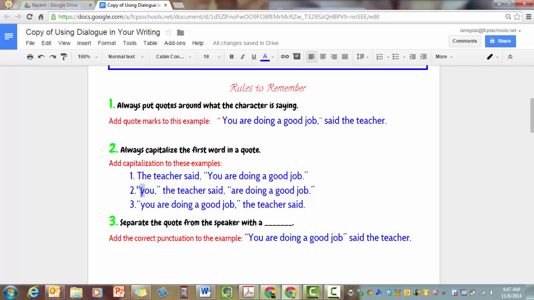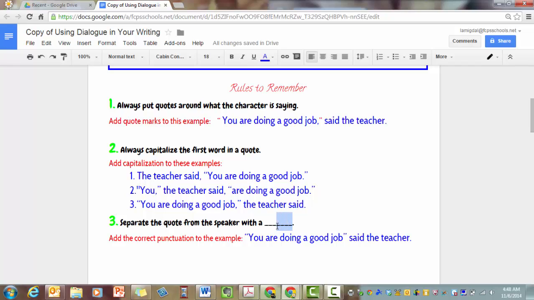And the second one, "you," the teacher said, "are doing a good job." Now, we capitalize this one, but we don't capitalize this one. Notice the identifier piece, the talk word and the character, are in the middle here. So what the character says starts here but finishes here. So you only need a capital letter at the first part of that person's sentence. And then in the third one, "You are doing a good job," the teacher said. Okay, so capitalize the first word.